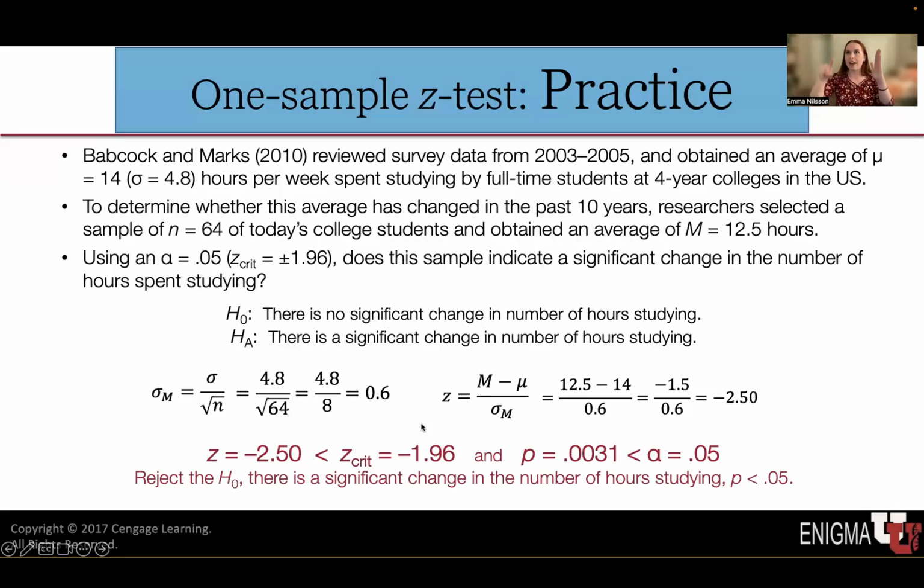That means if you imagine that graph, it's going to be on the outside of the negative tail, which means that there is enough evidence that the mean of our sample is different enough from the mean of our population. It has changed from the mean pre-treatment. So there's enough evidence to suggest that the null hypothesis is false. And now we can reject the null hypothesis and say that there is a significant change in the number of hours studying with a p of less than 0.05.